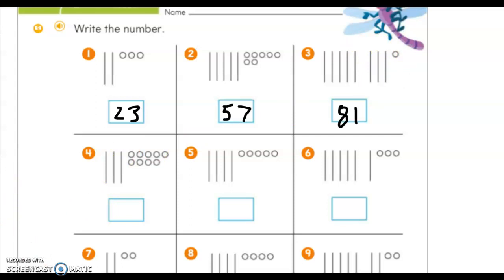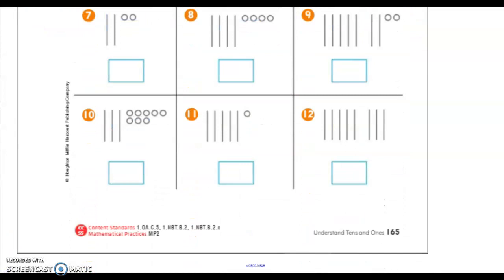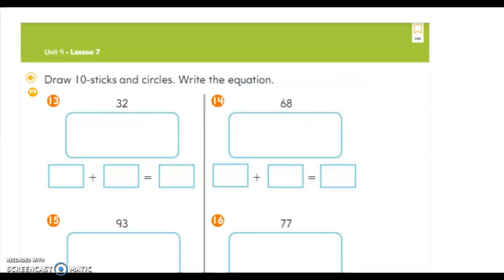All right, I'm going to have you do 4, 5, 6, 7, 8, 9, 10, 11, 12 by yourself. Remember, these represent 10, and these represent 1. Come to the back side, please.